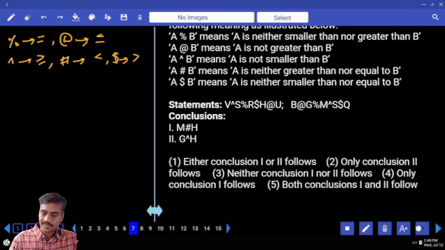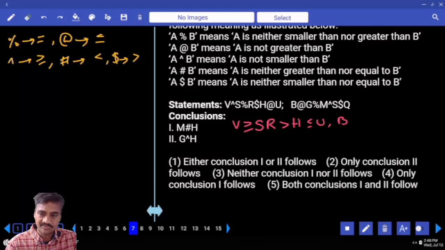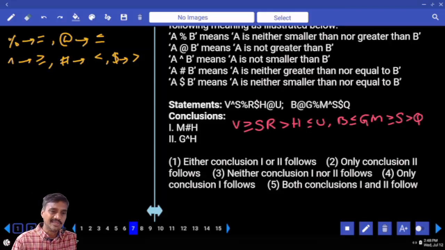Then the 7th one. In this, V power: power stands for V greater than or equals to S, and S equals to R greater than H, and H at the rate of, H lesser than or equals to U. And next, B at the rate of B lesser than or equals to G, and percentage is equals to M, power stands for greater than or equals to S, and dollar stands for greater than. Then M hash. Hash means lesser than, and power stands for greater than or equal.